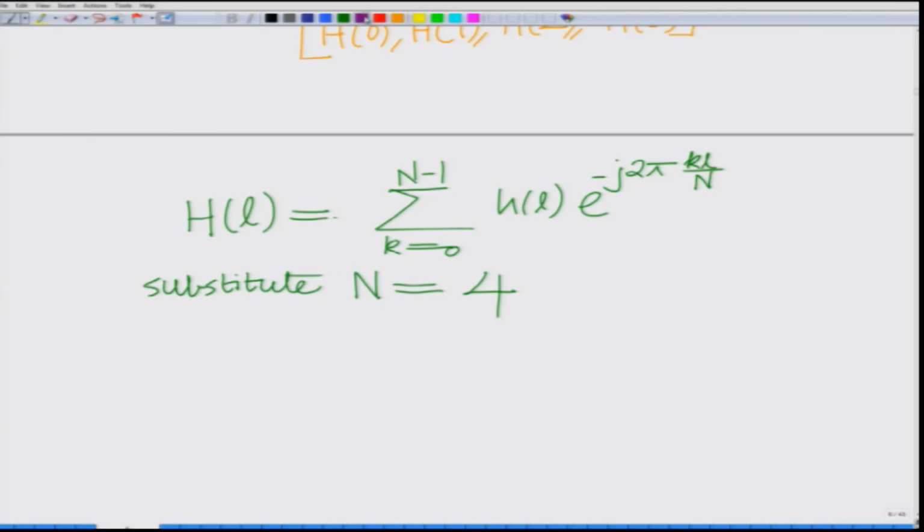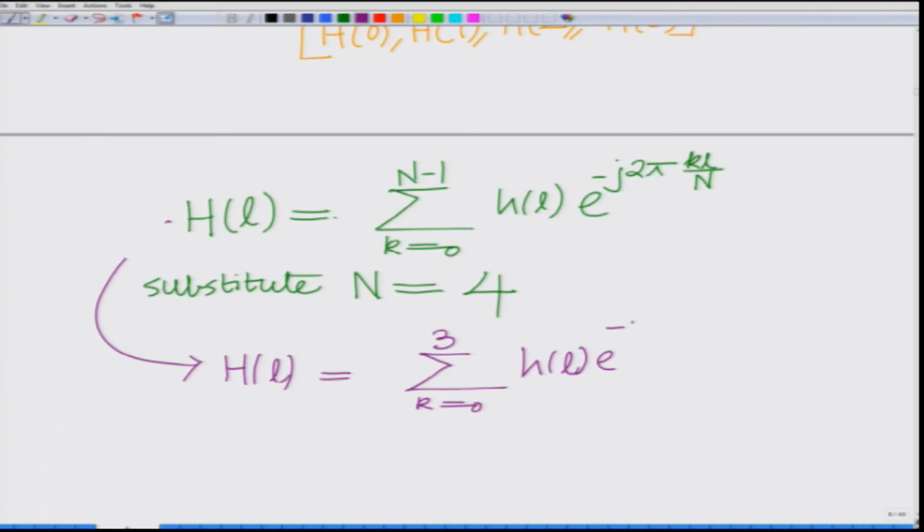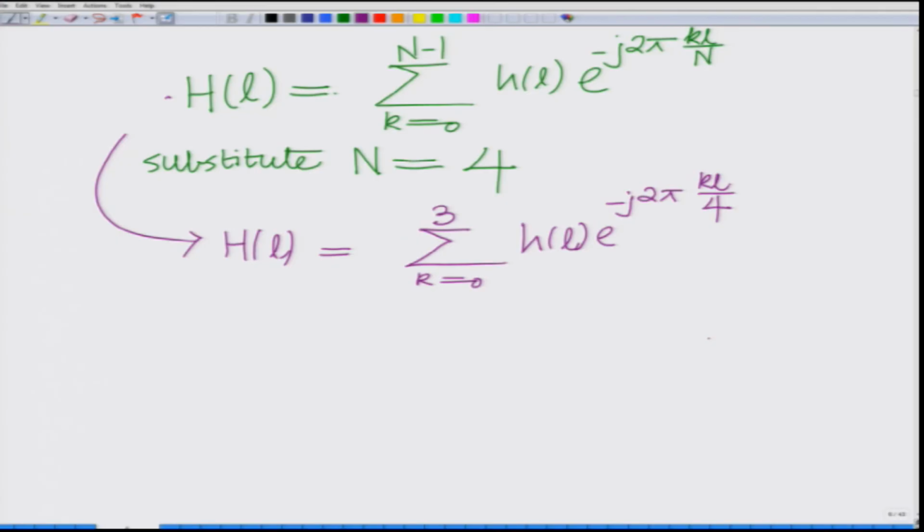Substitute n equal to 4, and therefore we have H of L equals the sum over k equal to 0 to 3 of h of k e power minus j 2 pi k L divided by 4, which is equal to the sum over k equal to 0 to 3 of h of k e power minus j pi by 2 k L.